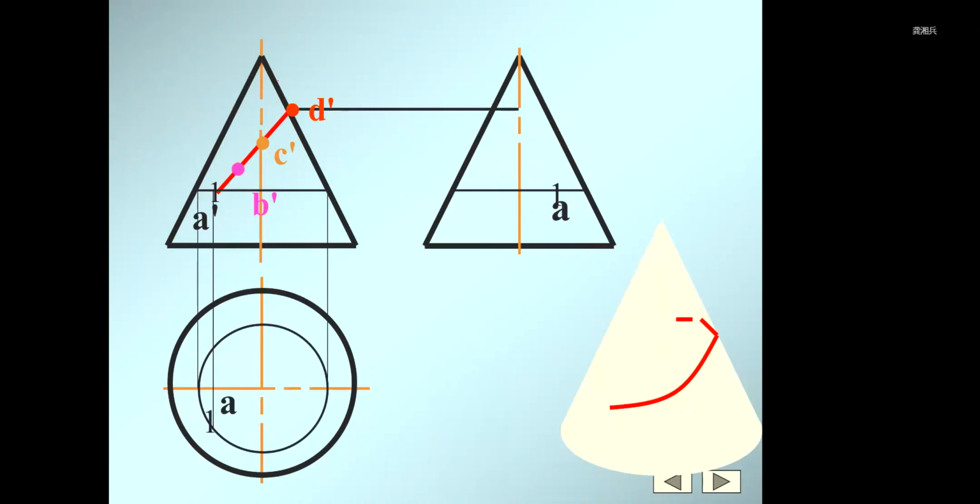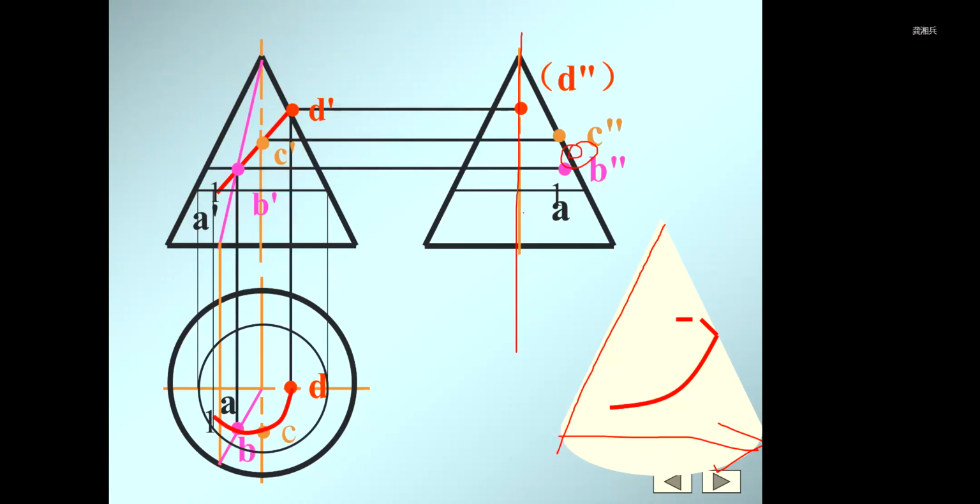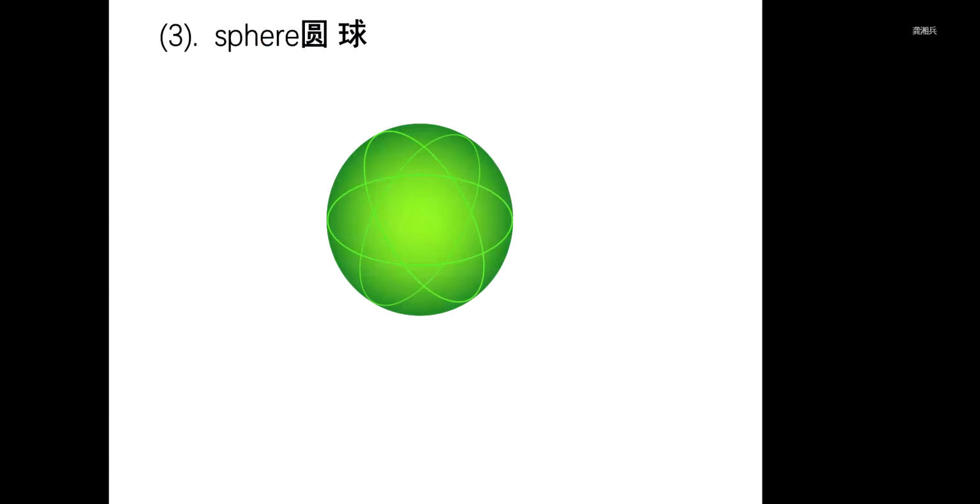So D should be on the outline, which means what? It means this direction should be on the center line here. And the C is on the center line here, so C in this direction should be the outline. So you get the answer quickly by using the characteristic of the point on the surface. Okay.